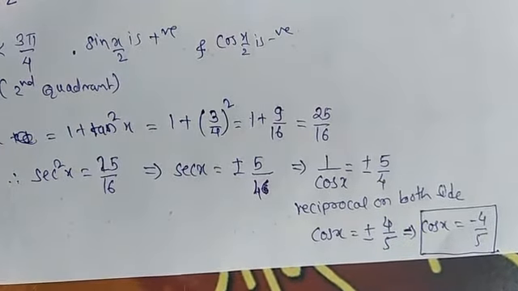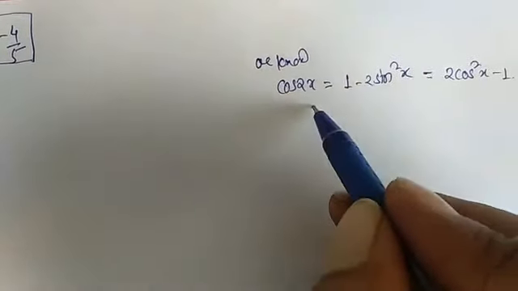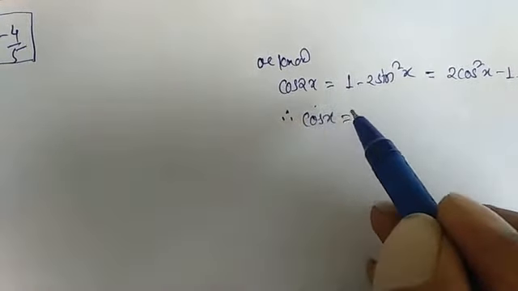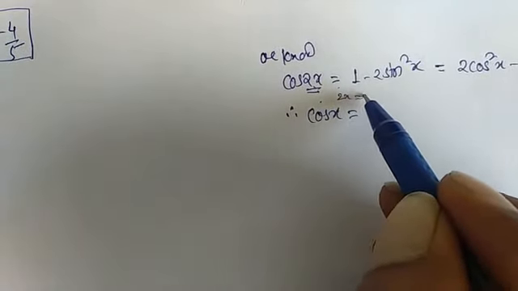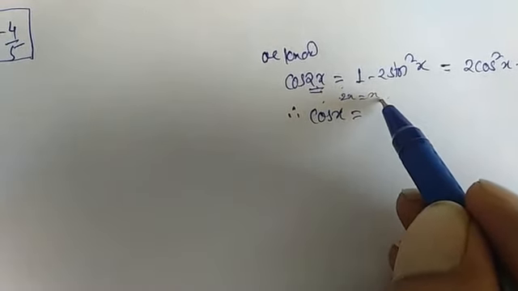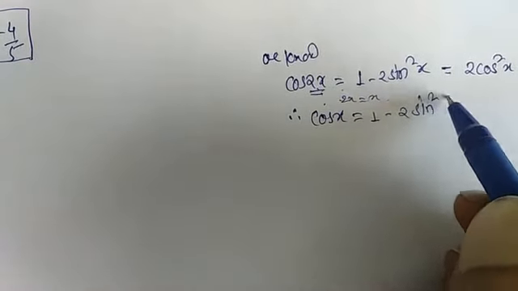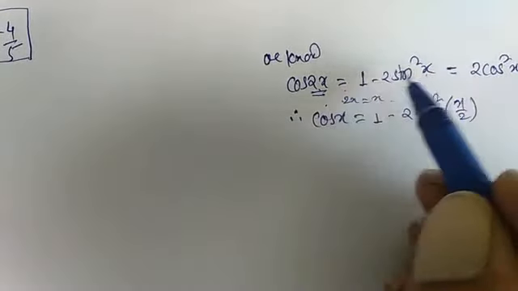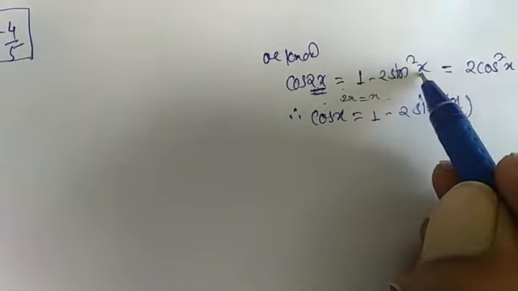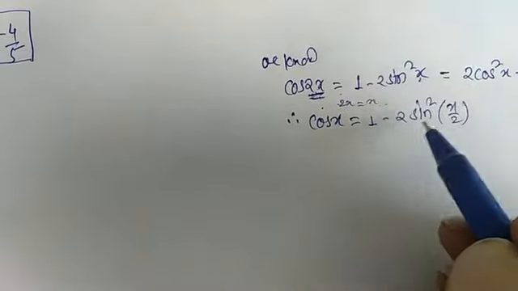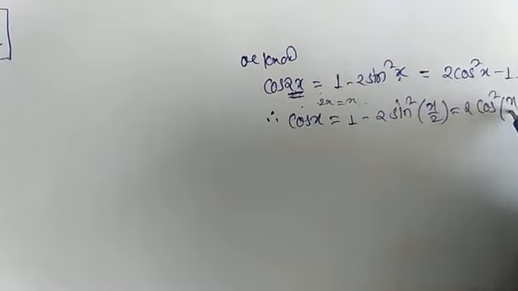Next, we know that cos 2x is equal to 1 minus 2 sin square x. Therefore, if you replace twice x by x, that means x by 2, it will be 1 minus twice sine square of x upon 2. We have to make the angle half. Here x is the angle and twice x is the angle, so we are making the angle 1/2. So it will be 1 minus twice sine square x by 2, or it is also written as 2 cos square x by 2 minus 1.